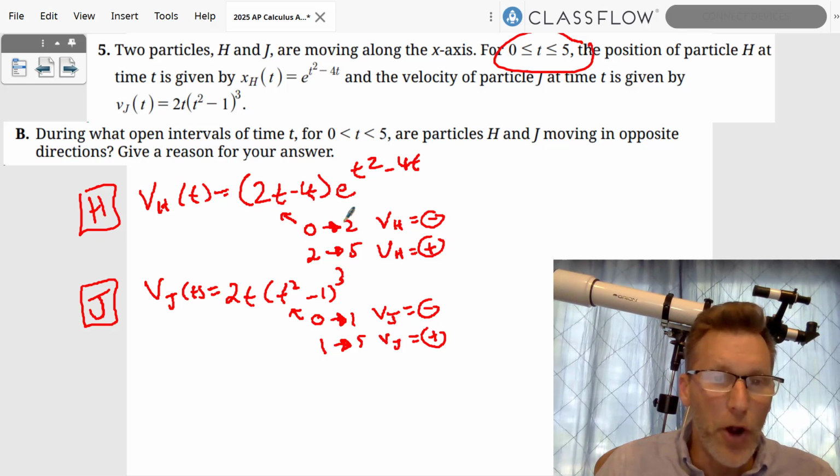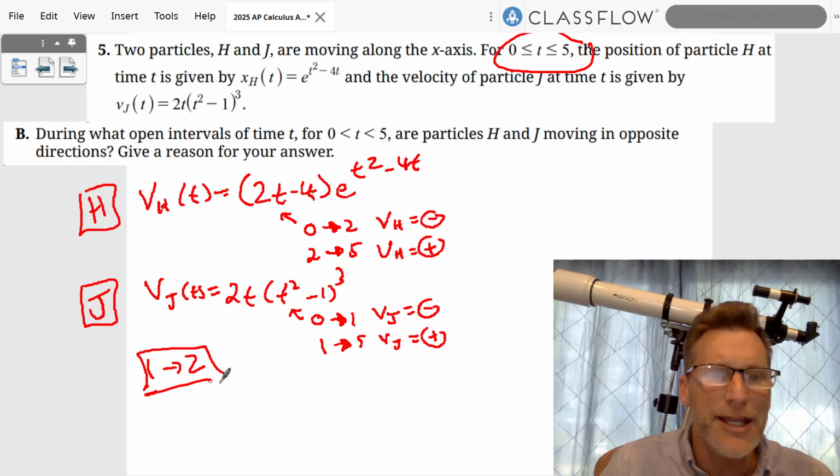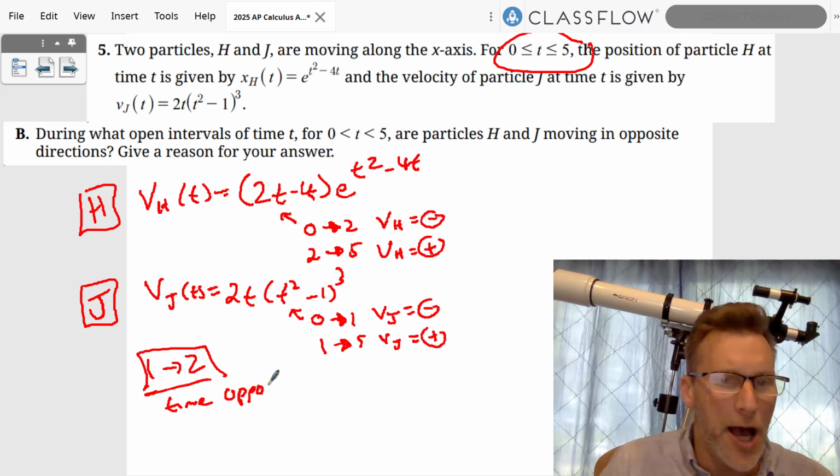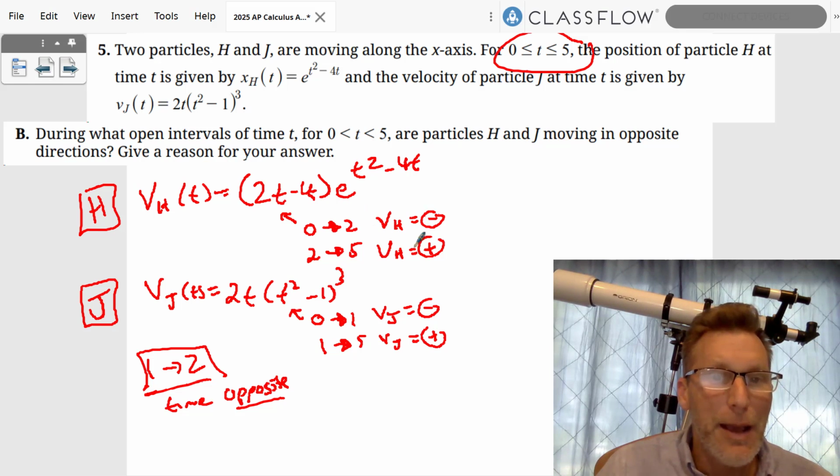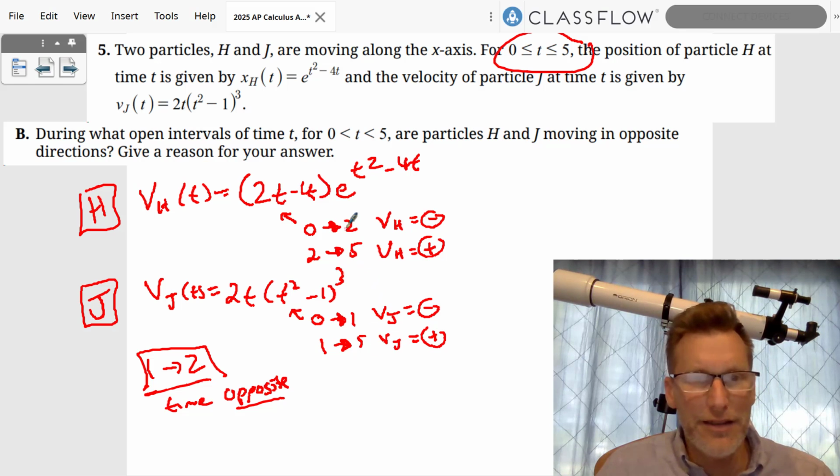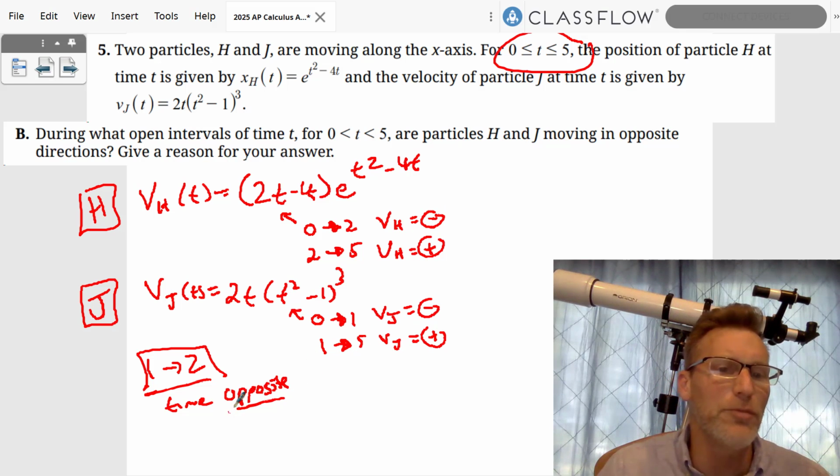Now let's think about it. Both particles from 0 to 1 are moving negatively. Both particles from 2 to 5 are moving positively. The difference is between 1 and 2. In that time interval, they're going to be moving in opposite directions because the vector quantity is opposite. From 1 to 2, the H particle is moving negatively and the J particle is moving positively. So they're moving in opposite directions from 1 to 2.